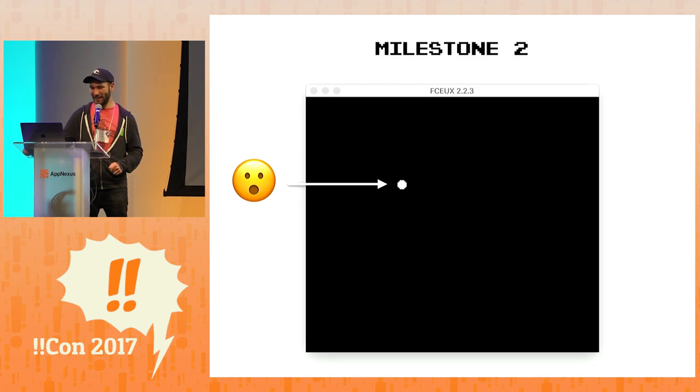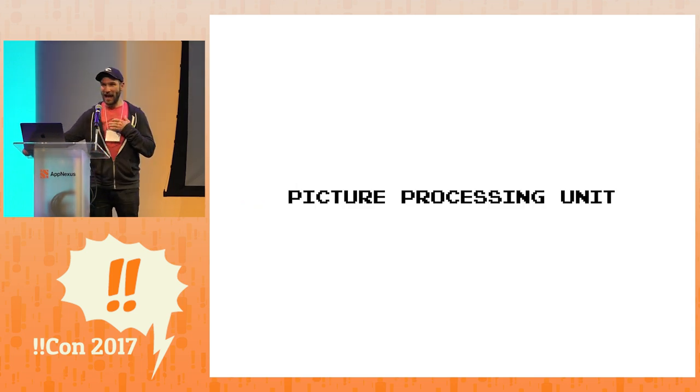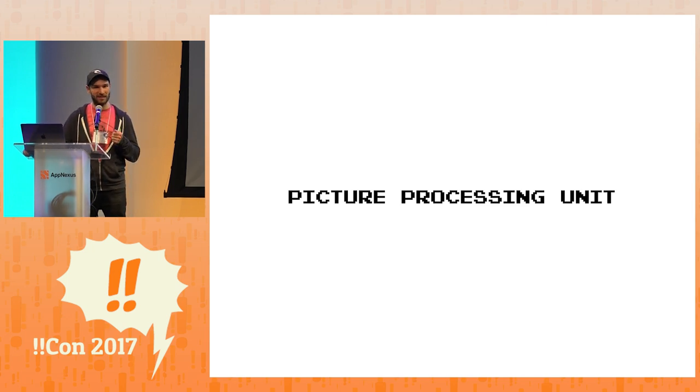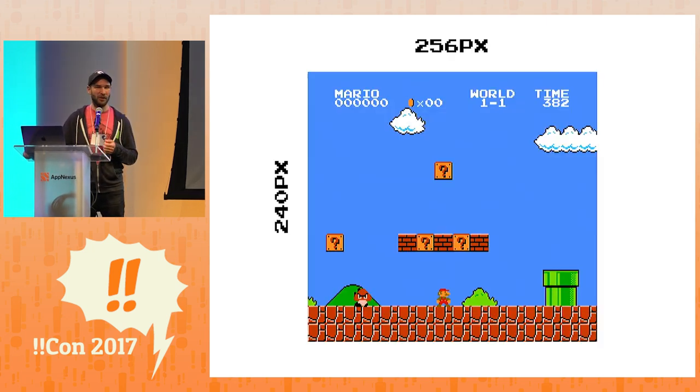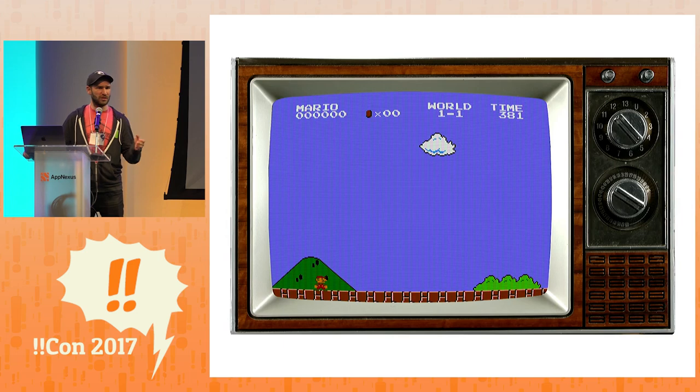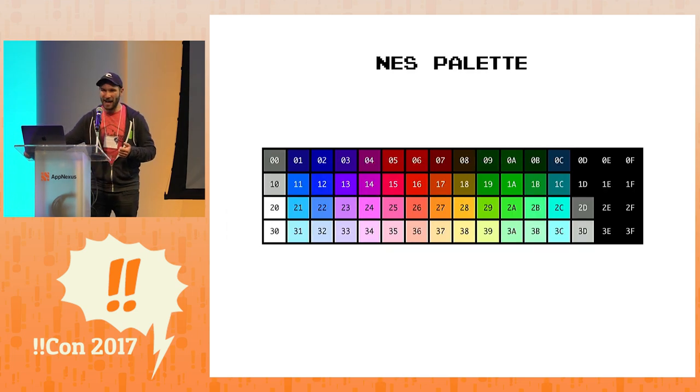I was so happy. So what I had to learn to display this ball is what's called the picture processing unit, and this is basically the graphics card for Nintendo. It's capable of displaying a 256 by 240 pixel image, of which you lose around 5% because of the overscan of the old CRT screens. You can't use RGB, I learned that, so you're actually limited to a 54 color palette, and you can only use 25 colors at a time, so super limited.